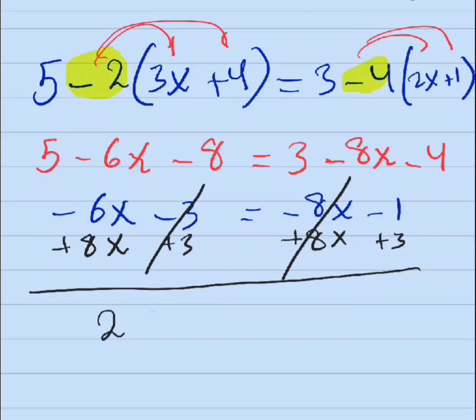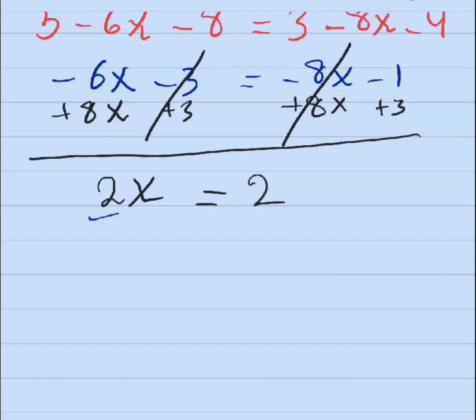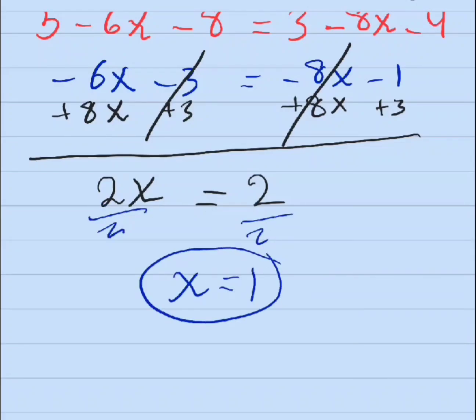Negative 6x plus 8x is 2x. Negative 1 plus 3 is 2. So if we divide both sides by 2, we can see that x is going to be 1. And that's it for that.